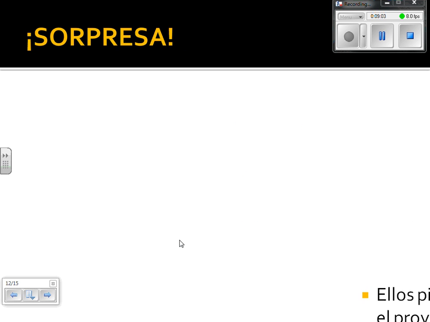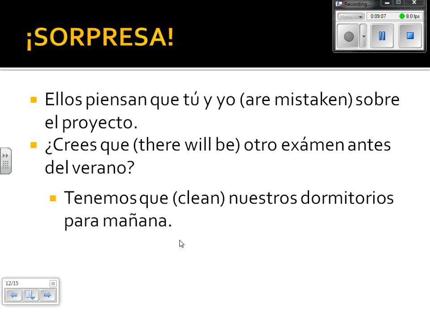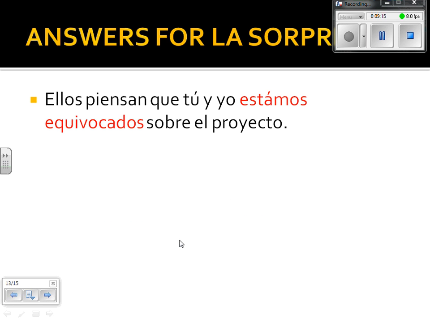Now I have a surprise quiz to test your knowledge from the guided practice. Pause this as you write down the answers. The answer to número 1 is ellos piensan que tú y yo estamos equivocados sobre el proyecto. This is because phrases like pensar que and creer que are always indicative unless used as a question or in a negative way, as in no pensar que or no creer que.